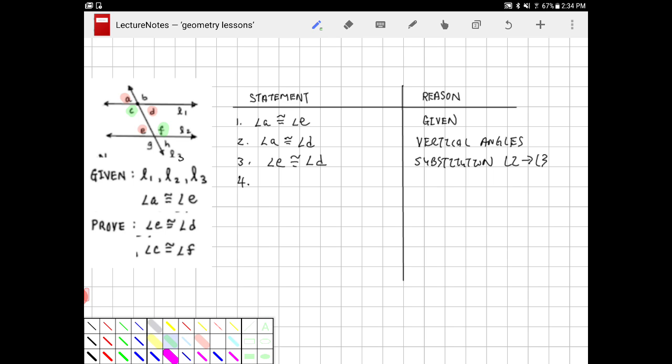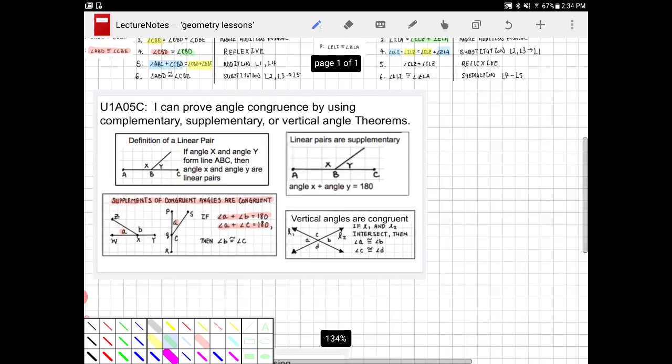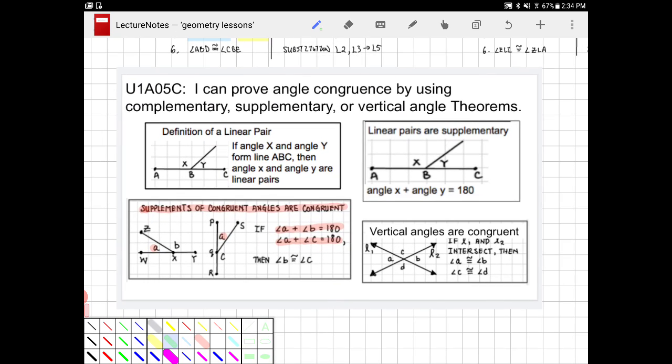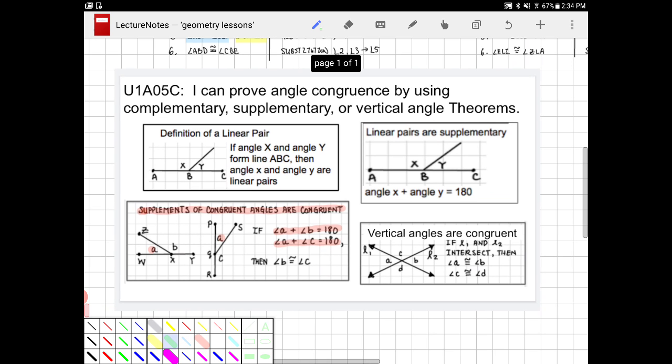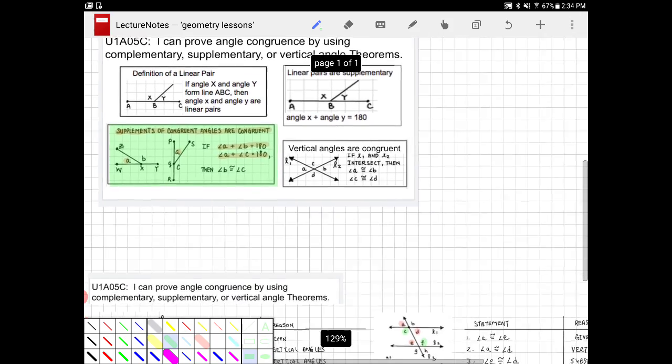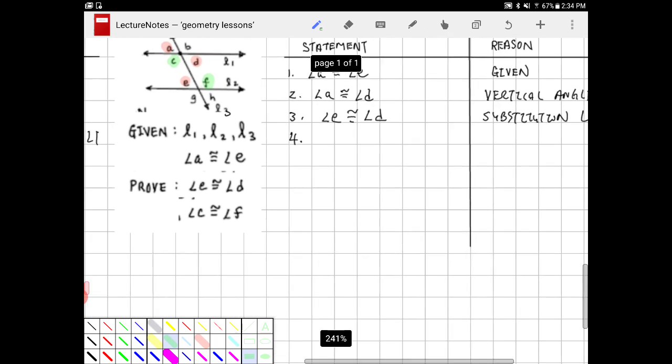And what do we know about linear pairs? We know that linear pairs are supplementary, right? We know that they're supplementary, and we also know that A is congruent to E. So therefore, we can use which of these theorems or definitions to prove C is congruent to F. Again, pause the video and make a conjecture. If you thought that we can use this fact here, then you're absolutely right. We are going to be using supplements of congruent angles are congruent.